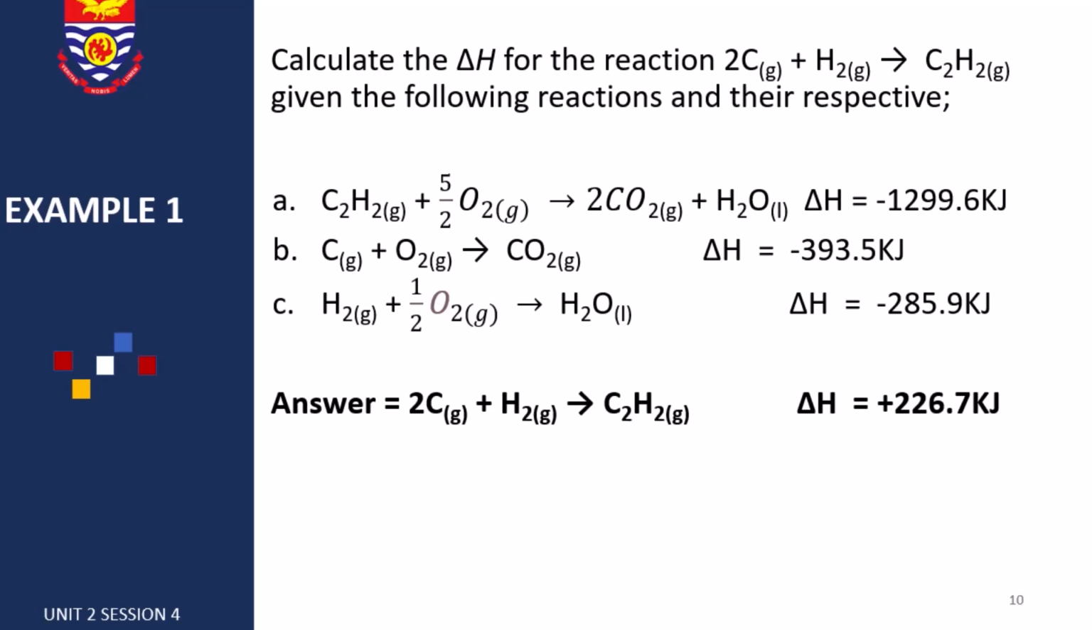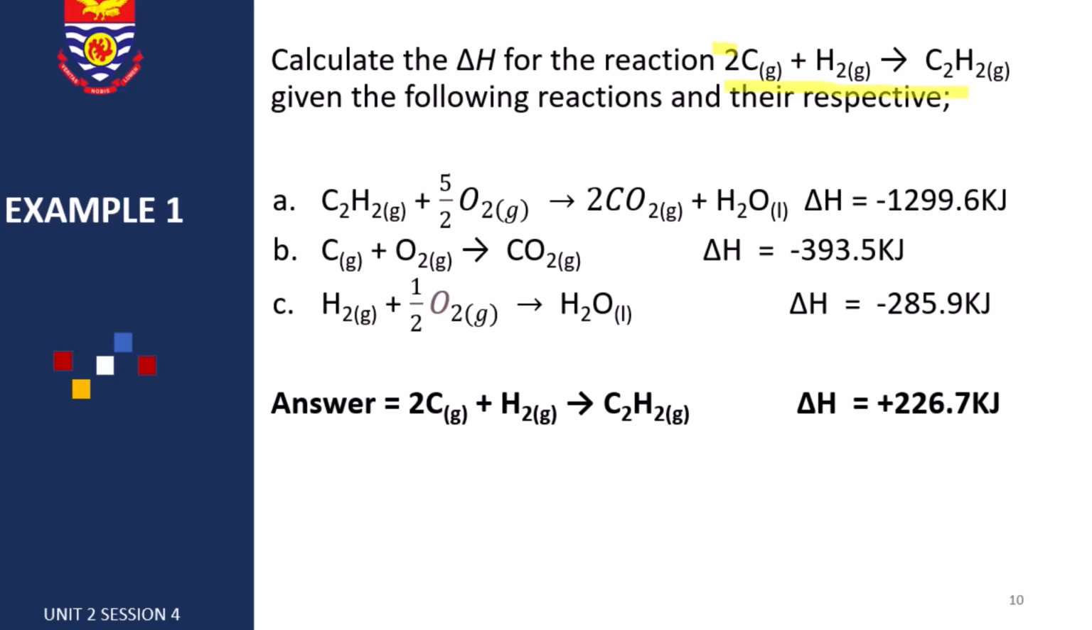So basically, we look at the final equation we are interested in. What is the final equation? We are interested in 2C plus H2 equal to C2H2. So it is our responsibility to rearrange these equations so that we can cancel those that are on opposite sides to get our respective equations.